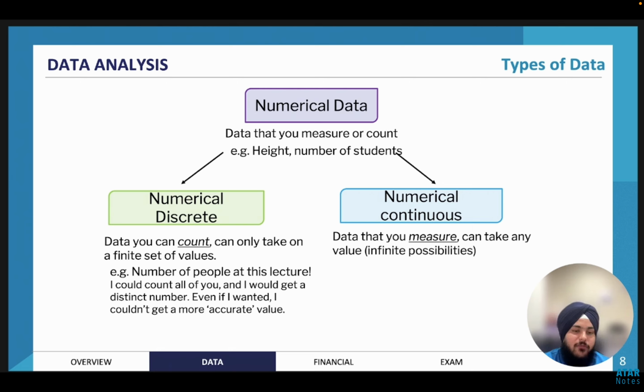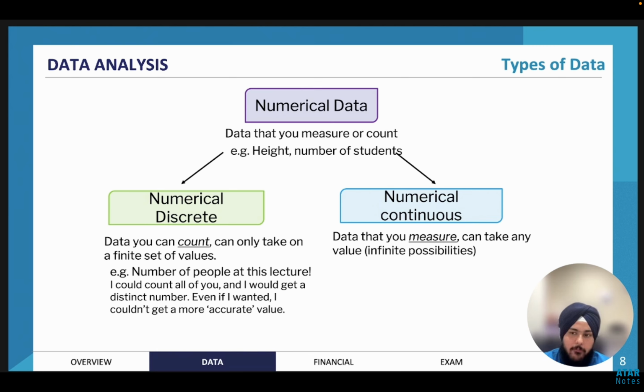And furthermore, we can have discrete or continuous variables. So discrete variables are usually those that you count. That is a question that I like to think whenever I'm classifying numerical data: is this a variable that I'm going to count, or is it a variable that I'm going to measure? If it is something that I'm going to count, then that would be a discrete numerical variable.